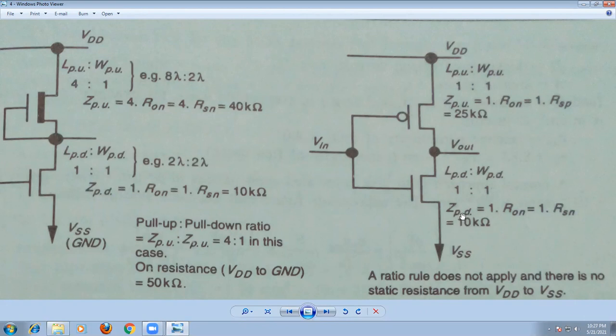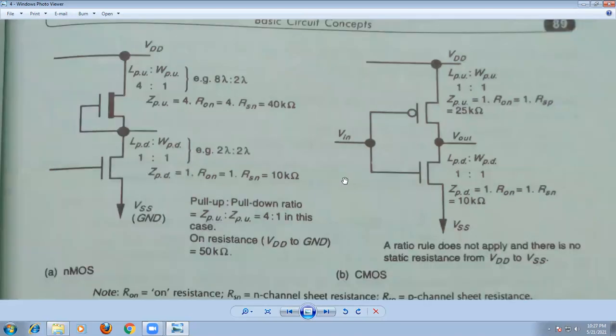So there is no static resistance between the VDD line and the VSS line. There is only the on resistance of the inverter circuit. In an inverter circuit, one transistor is always turned on and the other is turned off. Only at some particular point a very small amount of current will flow, but that small current is neglected. That is how you can calculate the on resistance of any schematic circuit.